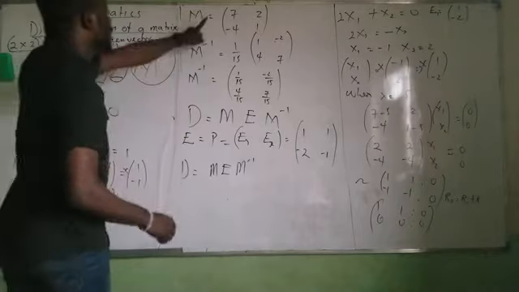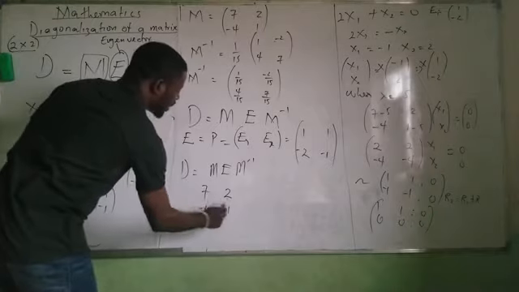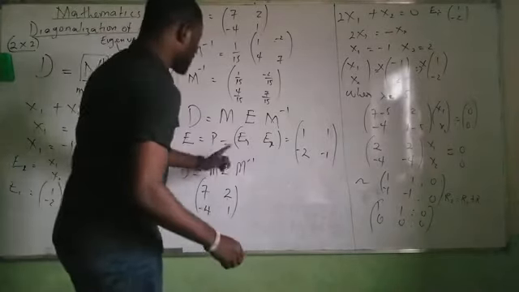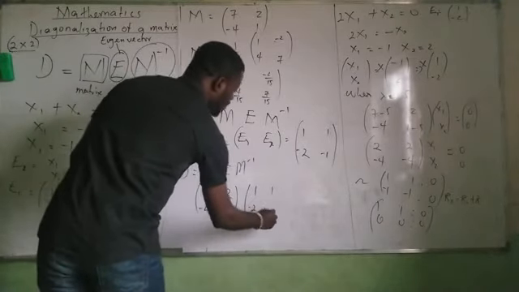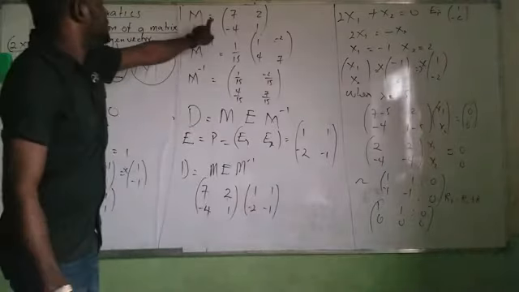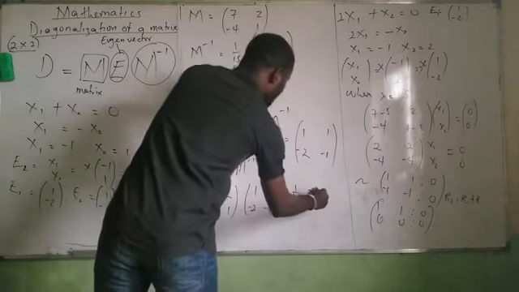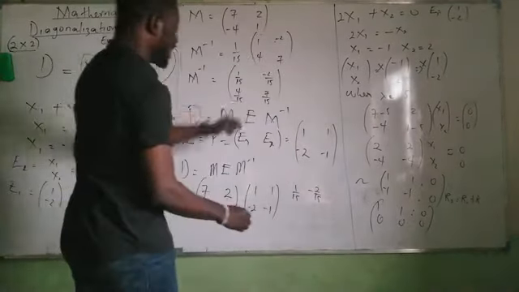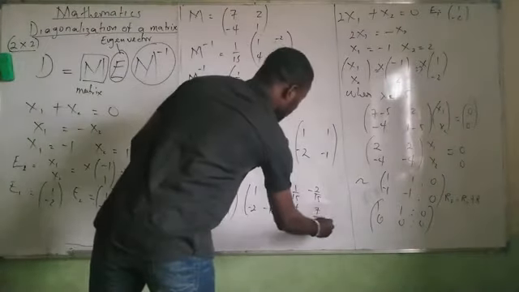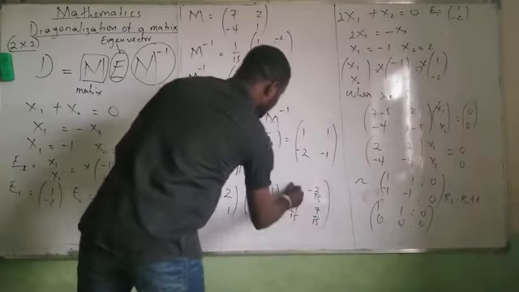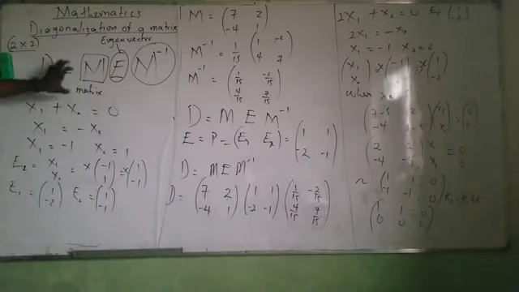Now, what is my M? My M is the given question, which is 2 minus 4, 1. My E is equal to 1, 1, minus 2, minus 1. And my M inverse is 1 all over 15, minus 2 all over 15, and lastly, 4 all over 15 and 7 all over 15. That is all. Can you see? It means this is my diagonalization of M.